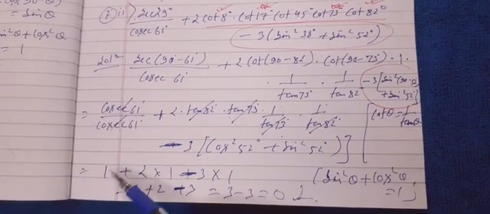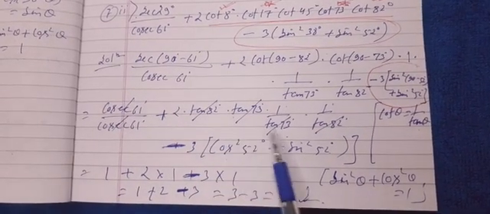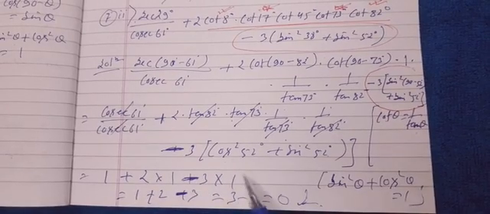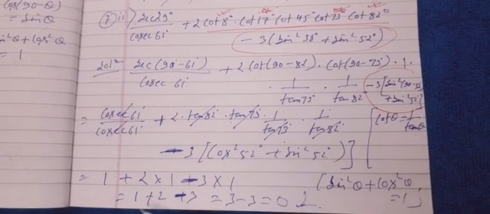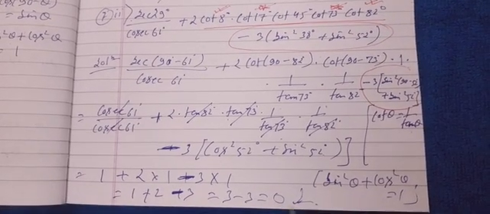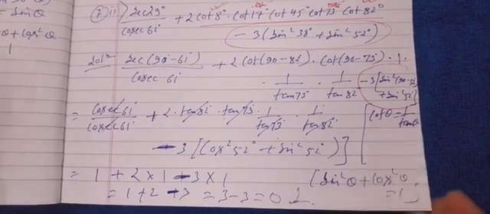Now sec and cosec cancelled, so 1 plus these numbers are cancelled, so only 2 is left there. Minus 3 into inside the bracket there was 1. So overall that was 1 plus 2 minus 3, that is 3 minus 3, that is equal to 0. So this is your answer.